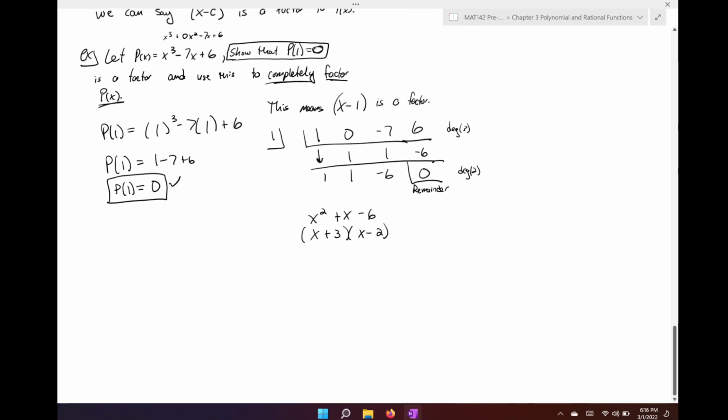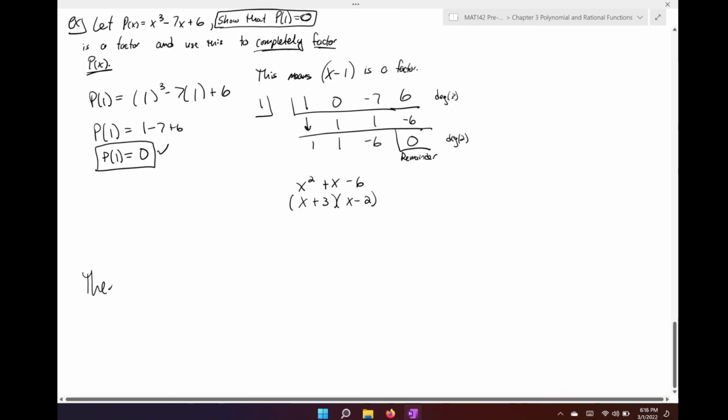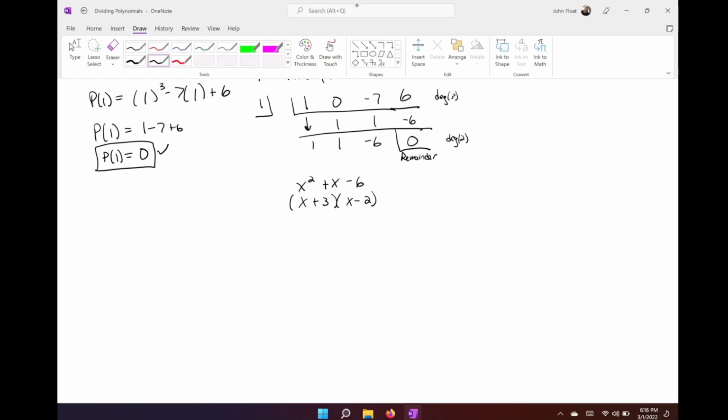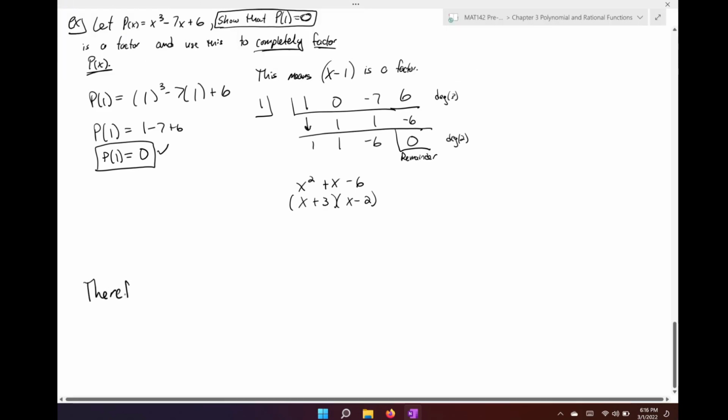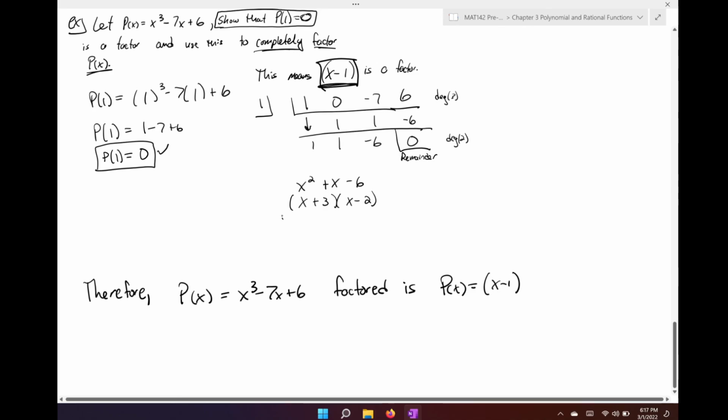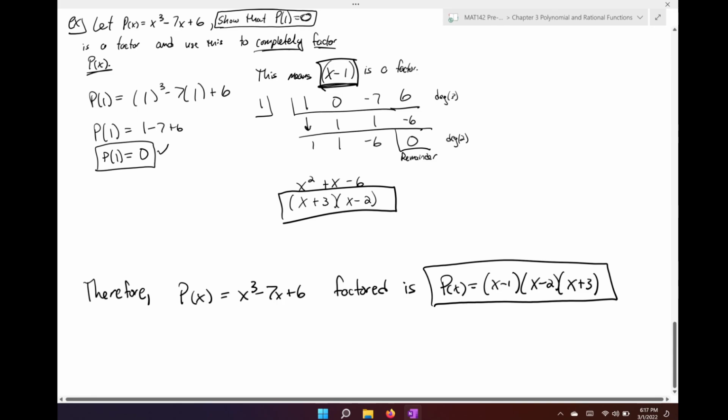Therefore, and I'm going to zoom out here real quick. Let me get a better marker. Therefore, p of x equals x to the third minus 7x plus 6 factored is p of x equals, you got your first factor, which is x minus 1. And then, using only one round of synthetic division, and I'll put them in order, x minus 2 times x plus 3. And that is how you factor it.